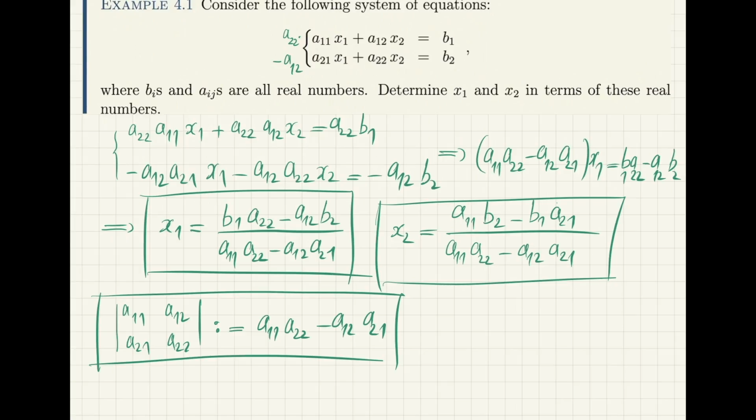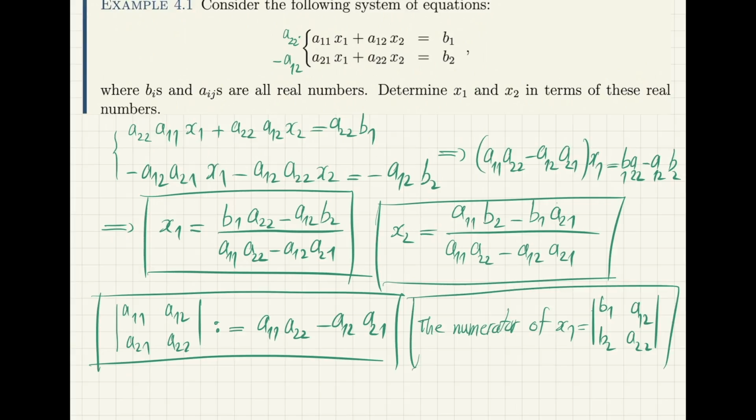But the only difference is that a11 has to be replaced with b1, and then a21 should be replaced by b2. And then this gives you immediately the numerator of x1. So the numerator of x1 can also be expressed as a determinant. So it becomes the determinant of b1, b2, as I told you before, then a12, a22.